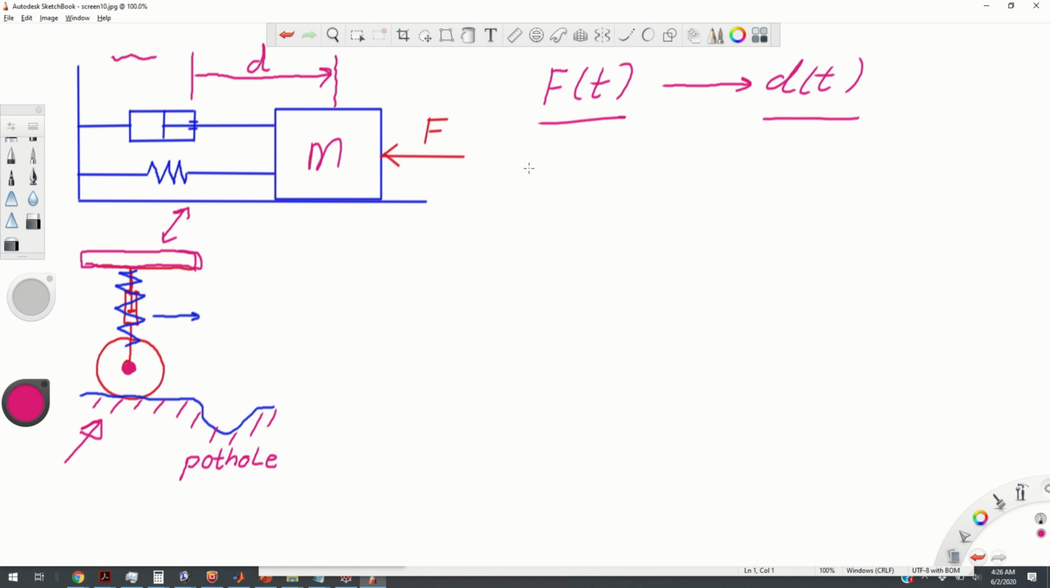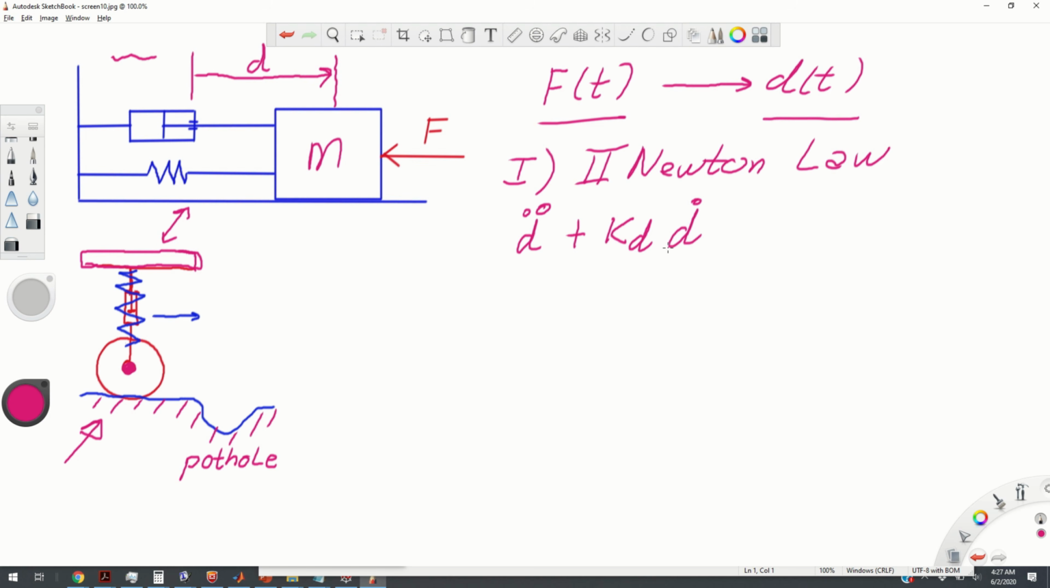Now, one of the approaches is to use the second Newton's law. So we can write down the equation originating from the second Newton's law. So the ordinary differential equation originating from the second Newton's law has the following form. Second derivative of displacement plus the damping constant times the first derivative of the displacement, plus the spring constant times the displacement should be equal to some constant times the force.